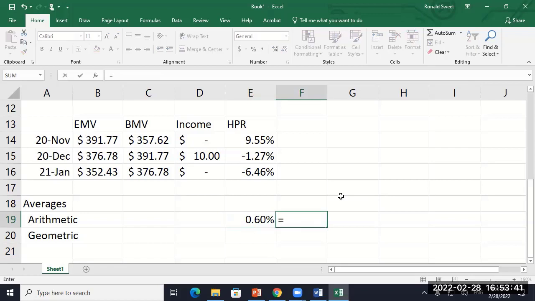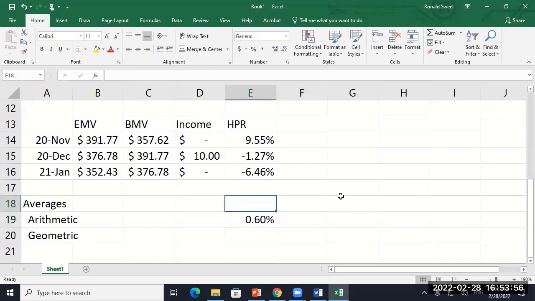The other way you can do this is use Excel, and Excel is just the average function, right? Exact same thing, just the average. So arithmetic is just the average. The arithmetic average is the normal average. So this is the monthly average.